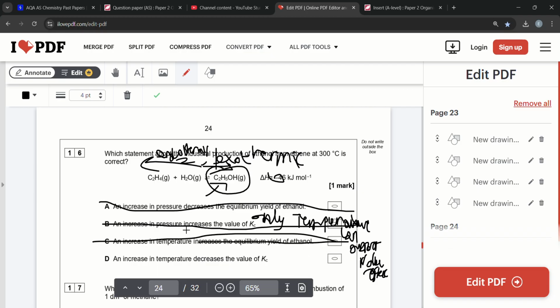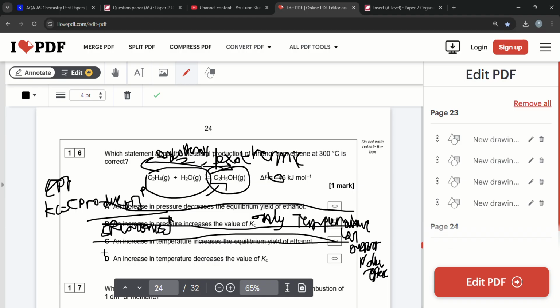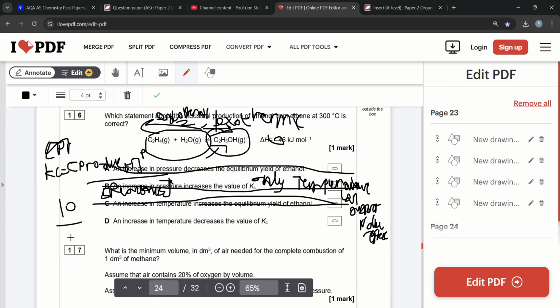Increase temperature, decrease the value of Kc. That must be correct. If we increase the temperature, we're going to have more reactants, and Kc is products to the power of P over reactants to the power of R, and we're increasing the reactants, so the products stay the same. It's like doing 10 divided by 2 and 10 divided by 10. Which one's a bigger number? Obviously this one, because that's 5 and that's 1. And that's what happens when we increase the reactants. So it will decrease the value of Kc.